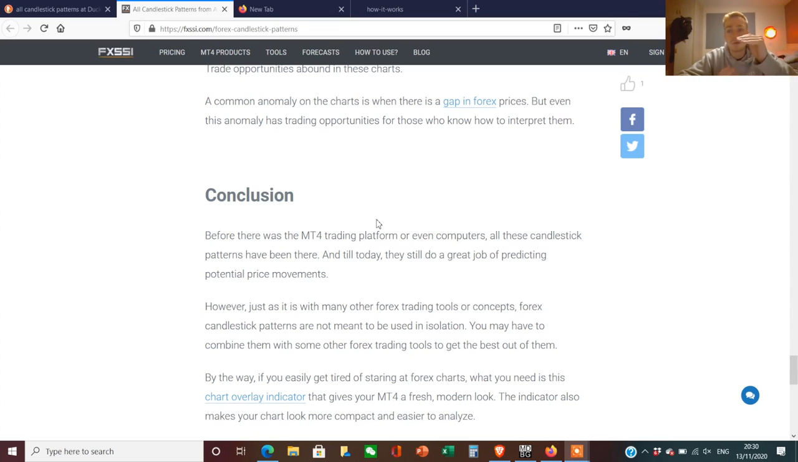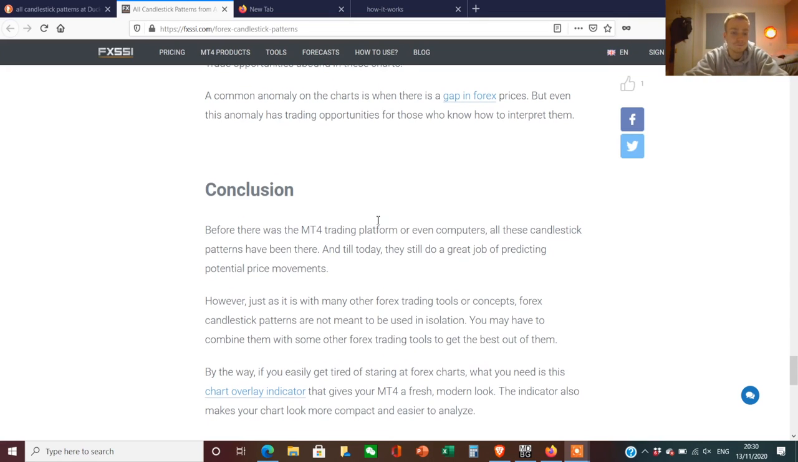I'll probably speak about gaps when the price gaps in a future video, but you can also research this yourself. Just type in trading gaps explained or something along those lines.